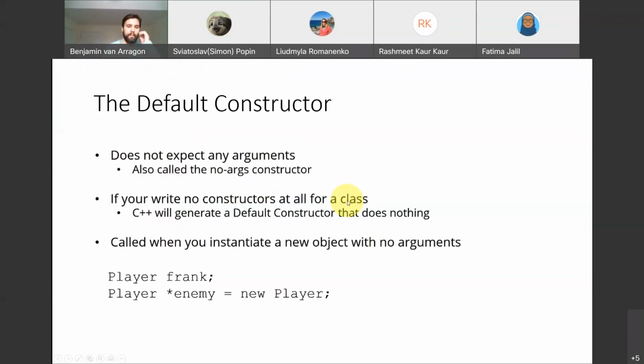So going back to the PowerPoint, if you don't define a constructor at all, C++ will create what's called the default constructor. And the default constructor is basically a constructor that does nothing. It just has to exist in order for us to be able to create an object. It's called when you instantiate a new object with no arguments. So here we have a new player object, a new pointer object, new Player, and that's going to be pointing to some dynamic memory on the heap, right? Basically, it's instantiating that object, but there's no arguments. So there's going to be garbage data created.